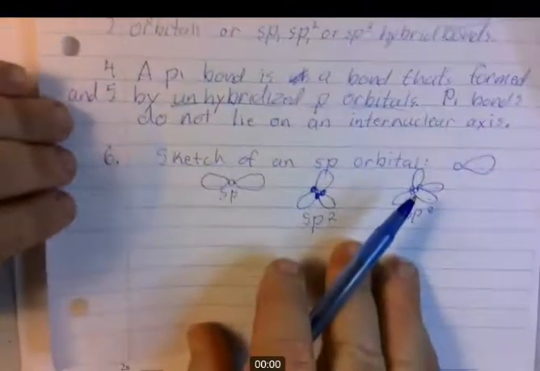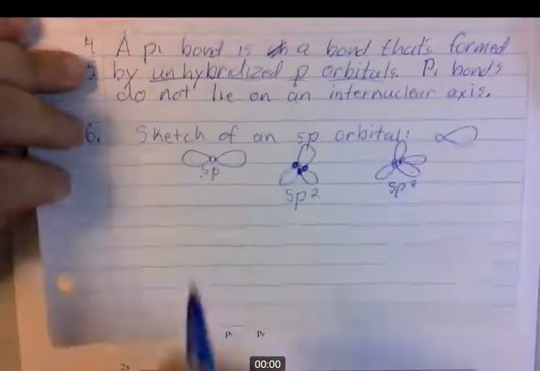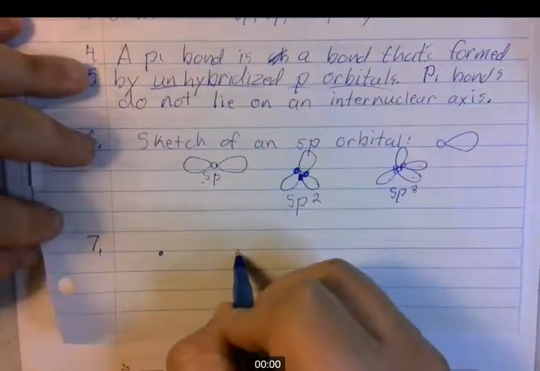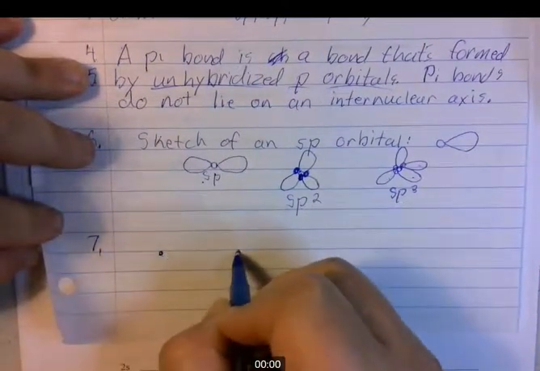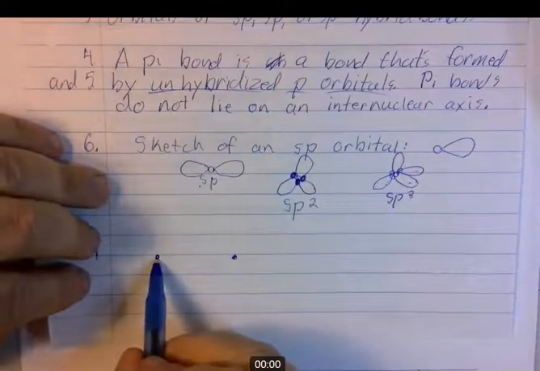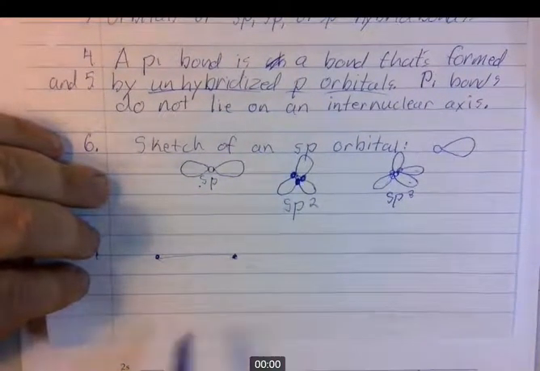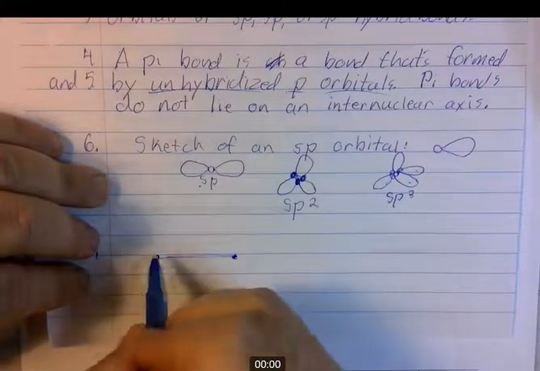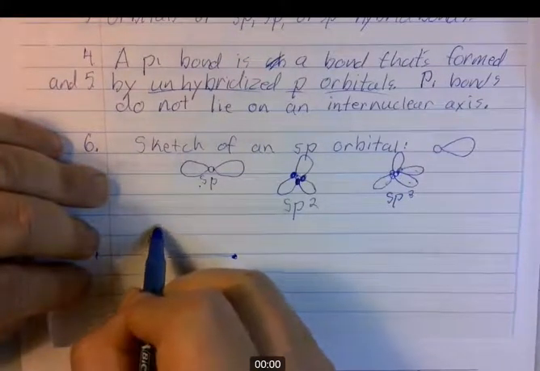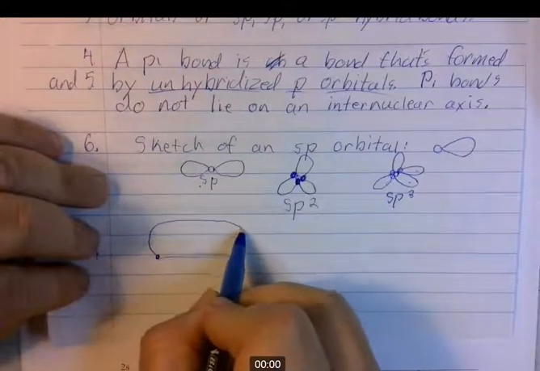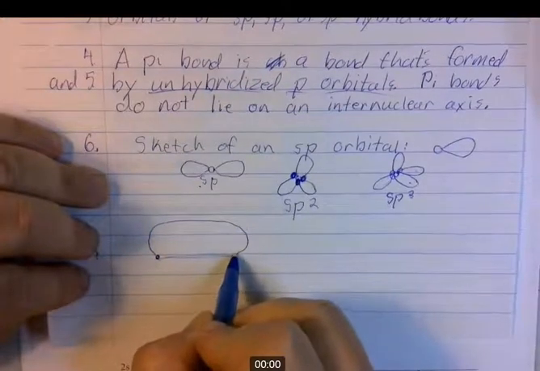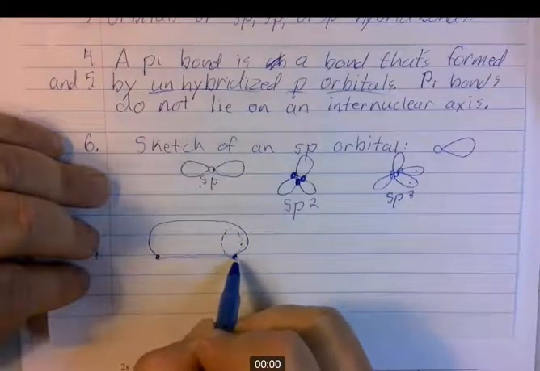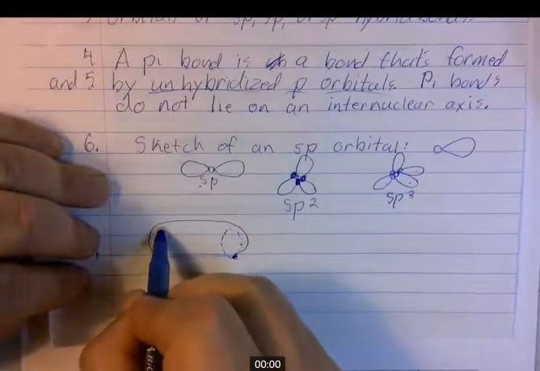Okay, so for number 7, to sketch a pi bond, it's going to look like this. If this were the nucleus, remember we said pi bonds are not on the internuclear axis. That is the internuclear axis right there, this line between these 2 nuclei of 2 different atoms. But a pi bond looks like this. If it's parallel to this page, it's going to look like this. I'm going to draw this as kind of a dashed line, it's 2 p orbitals. There's a p orbital from one atom, and there's a p orbital from another atom.